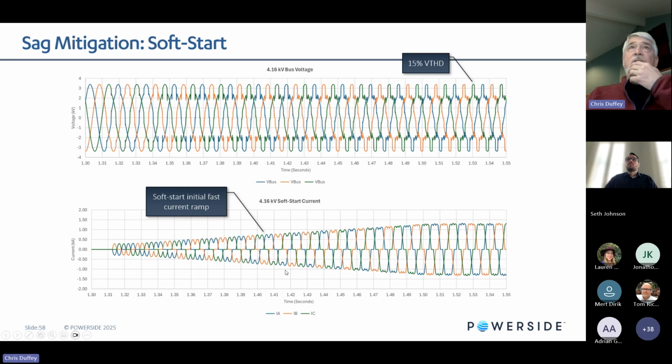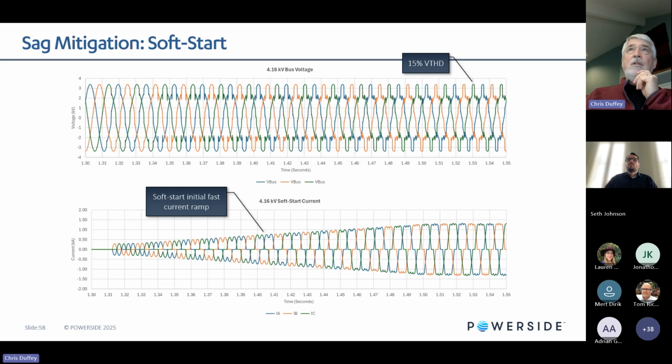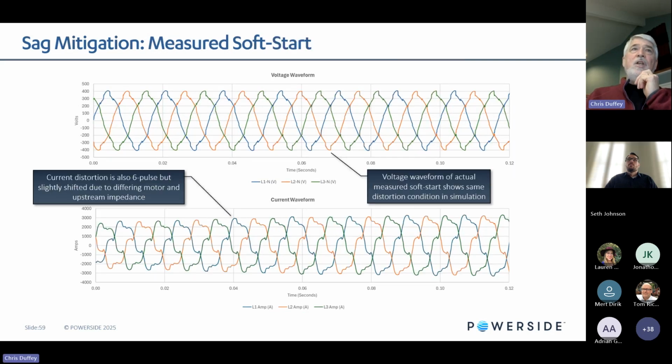Now, before you say, oh, that's your simulation, that could be really crazy, here's an actual measured soft start condition. It's pretty much the same on the voltage. This current looks a little bit different because of the upstream impedance. This is a 480 volt motor. This is not a 4160 volt motor. So yeah, currents are phased a little bit, but we're still seeing the same distortion impact.